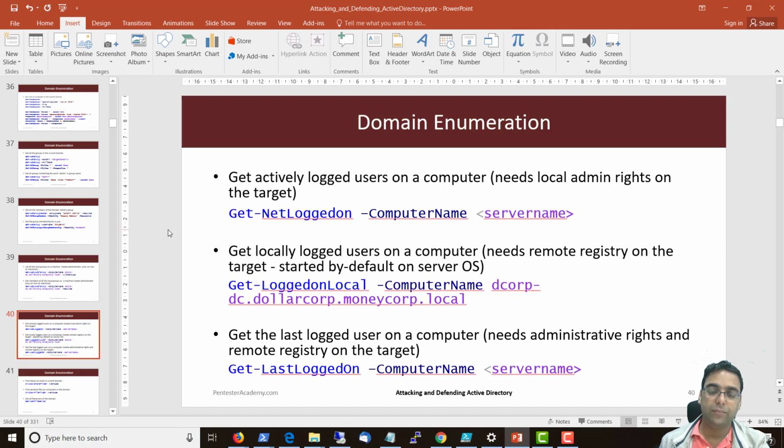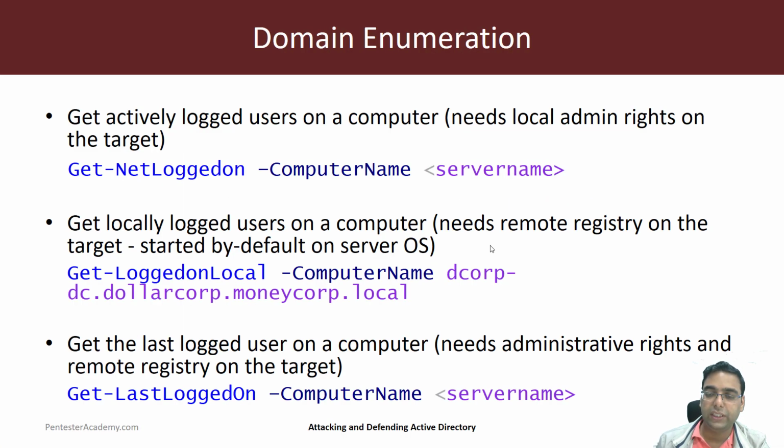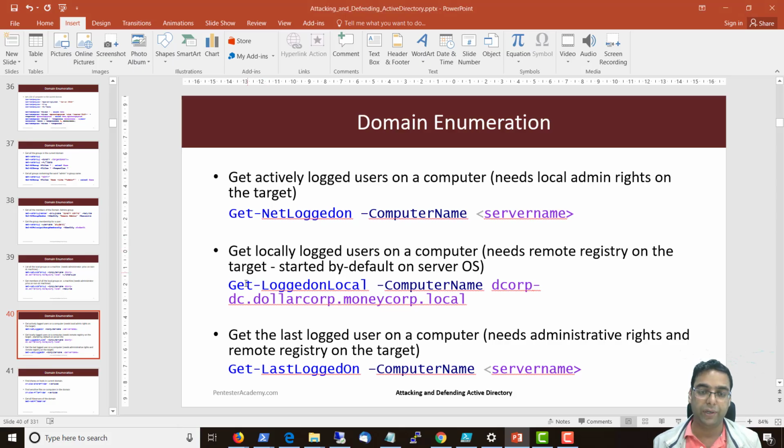Now, there are some more enumeration options which need local admin rights or other special conditions on the target machine. Get-NetLoggedon lists actively logged on users on a computer and needs you to have local admin rights on the target machine. Get-LoggedOnLocal lists locally logged on users on a computer. This needs remote registry and local admin rights on the target machine. Please be aware that remote registry is started by default on the server operating systems.